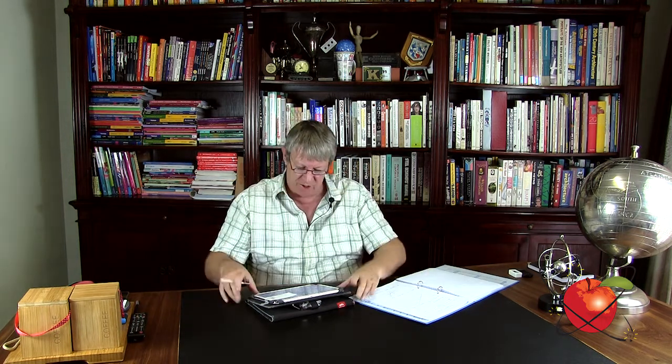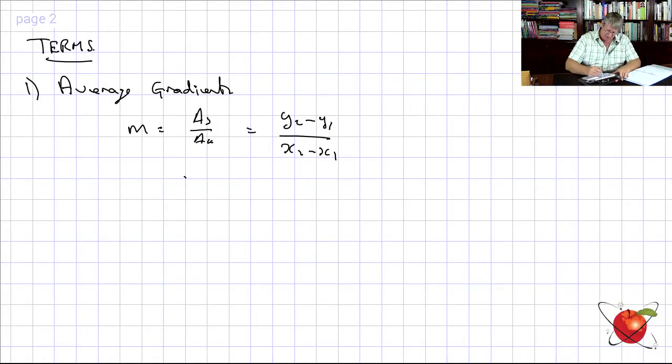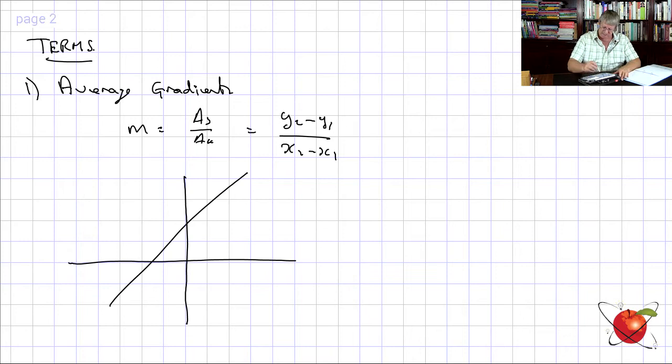Now let's have a look at a straight line. Doesn't matter what it looks like. Let's just, for argument's sake, have a line that does that. Now, let's explore that line and say, right, average gradient is change in y over change in x.